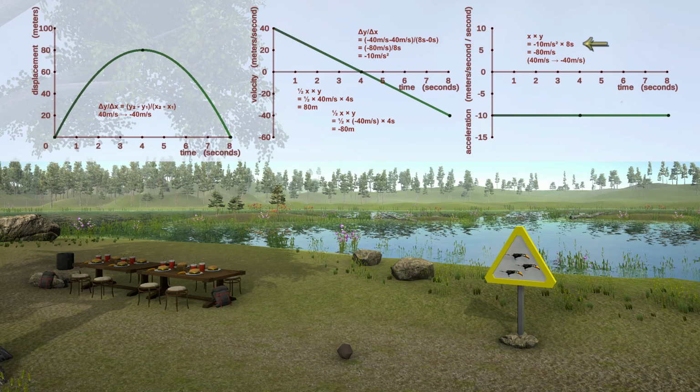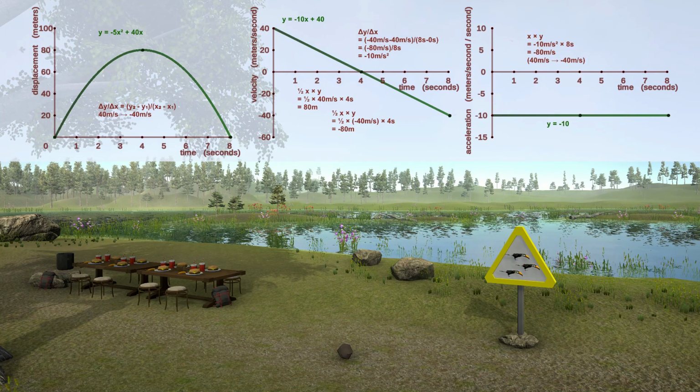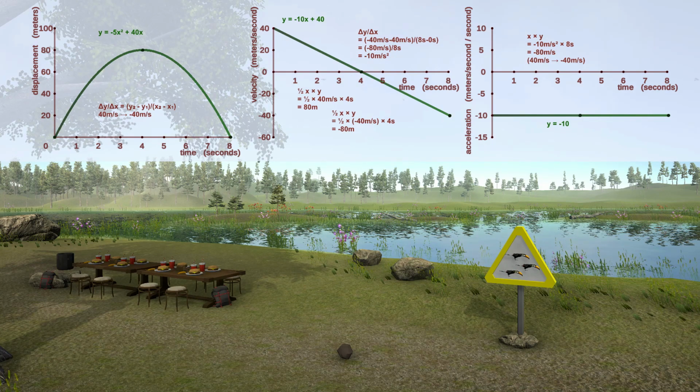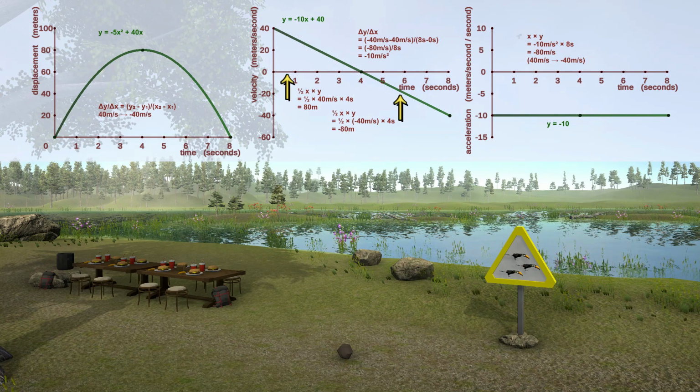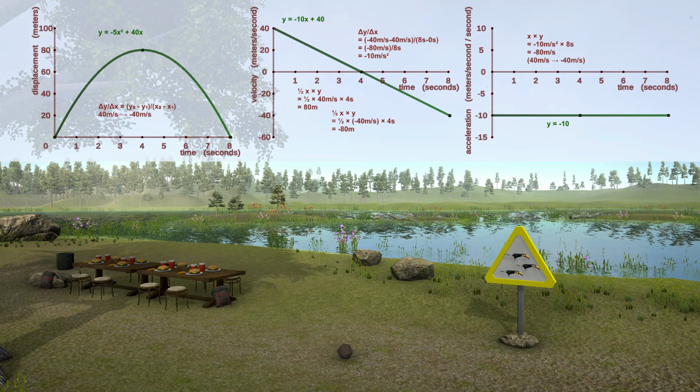So, the minus 10 meters per second squared of acceleration multiplied by 8 seconds to get the area of the rectangle leads to a change of minus 80 meters per second in velocity, taking the rock from the initial 40 meters per second to the minus 40 meters per second when it hits the ground. And the areas of the two triangles formed by the velocity graph are 80 meters and minus 80 meters, which equals the rock's displacement into the air followed by its fall back down to earth.